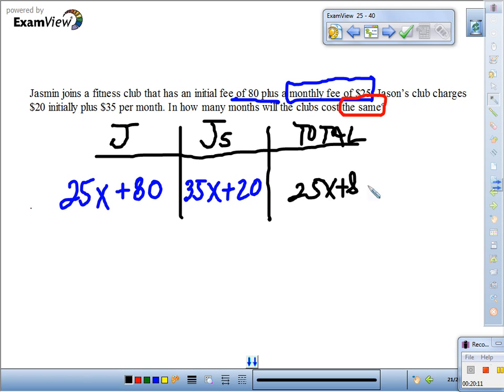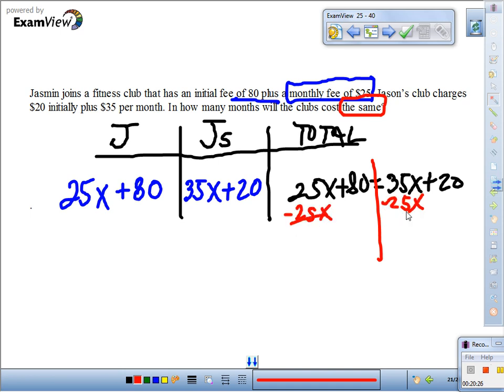25x plus 80 equal to 35x plus 20. Can we simplify either side? No. What's the smallest variable? 25. So I subtract 25x, subtract 25x. We're left with 80 equals 10x plus 20.